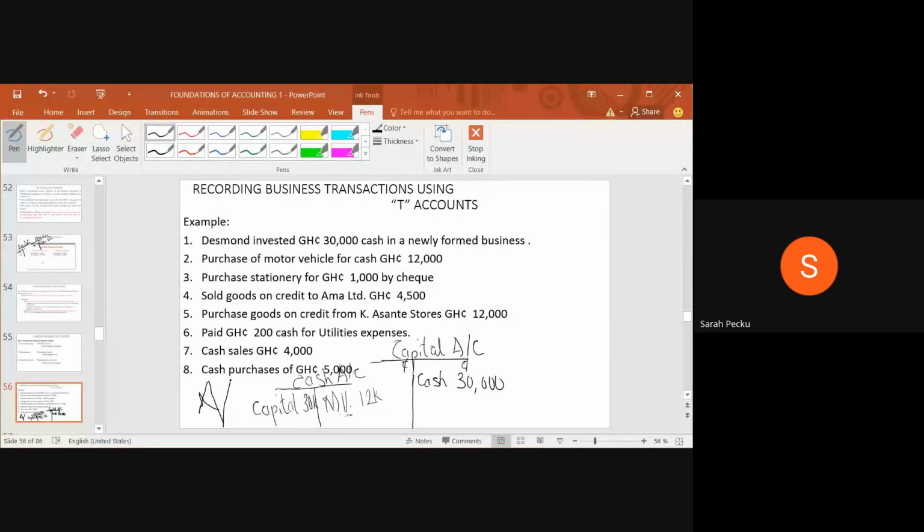So you have to open a different account for Ama too. But I'm talking about the accounts receivable. Yeah, but this one is not an account receivable. This one is payable. Yes, this one is trade payable. Okay. So we would have a trade payable account and a purchases account. So what happens? Which one are we debiting and which one are we crediting?